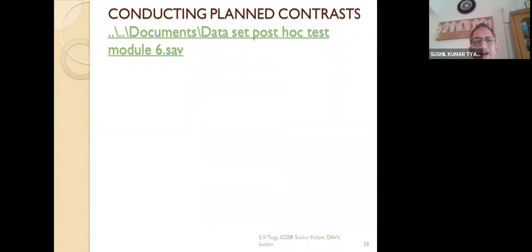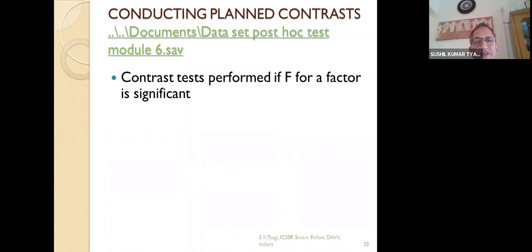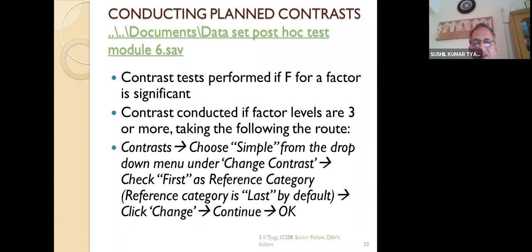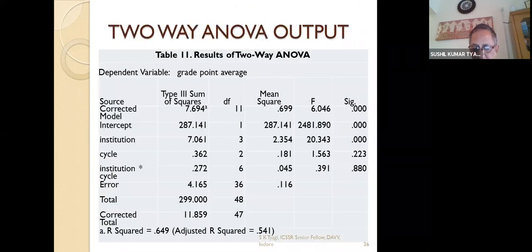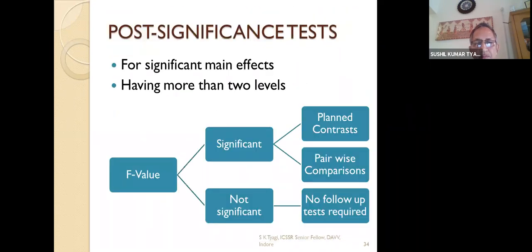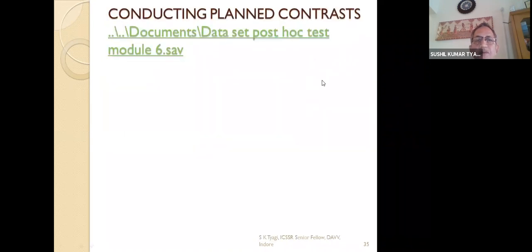Now, conducting planned contrast. This is the data set which I will be using. A contrast test is performed if F for a factor is significant, and if the factor has 3 or more levels, taking the following route. This is the contrast. Choose Simple from the top. This I will show you. Okay, now I come to the data. Data set. Where is the data set? Okay, this one.